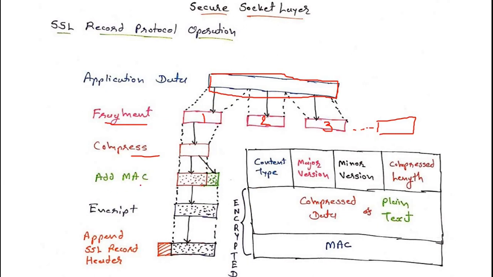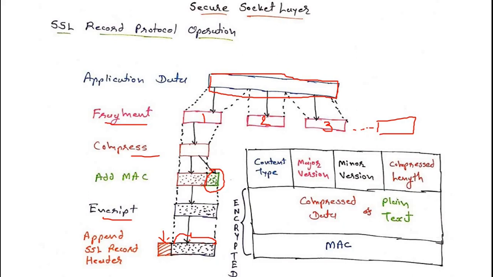Then after that, add the message authentication code. So after compressing the data, here we are adding the MAC. And after adding the MAC, we do the encryption of both, and that is our actual encrypted data. And at last, the SSL record header is added to the original data. So there are two portions: the header, and this one is the original data.